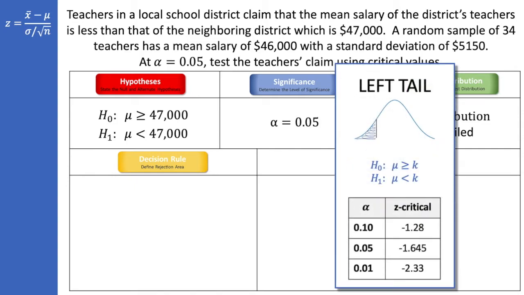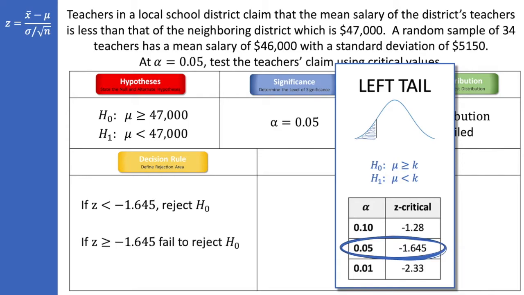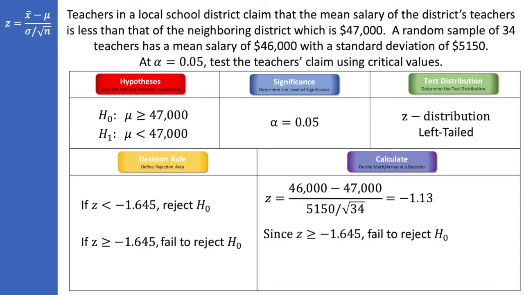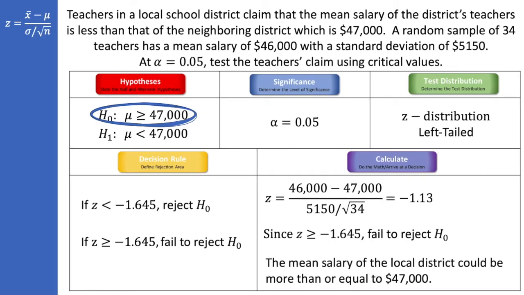So let's bring up our left-tailed chart. If we have an alpha of 0.05, that means our critical z-value is negative 1.645. So this is what the decision rule would look like. If z is less than negative 1.645, we'll reject the null. But if it's greater than negative 1.645, we'll fail to reject the null. Let's see what happens. We put all that information into our formula, and we get a z-value of negative 1.13. Since negative 1.13 is greater than negative 1.645, we fail to reject the null. So the mean salary of the local district could be more than or equal to $47,000. Let's try another one.